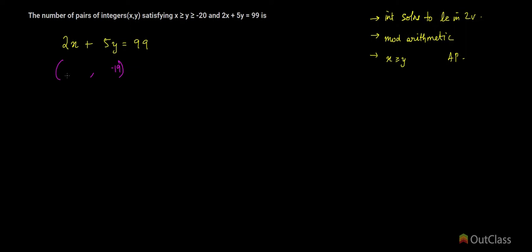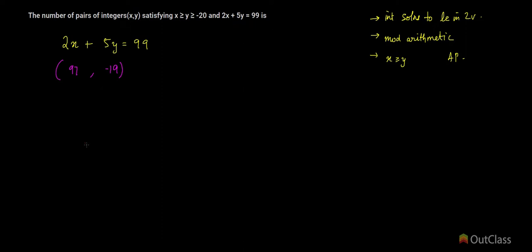So 2x - 95 = 99. 2x is 194, x is 97. So 97 comma -19, I'm going to write that a little neater. 97 comma -19 is one of the extreme solutions of this.